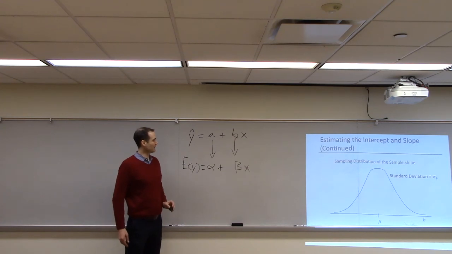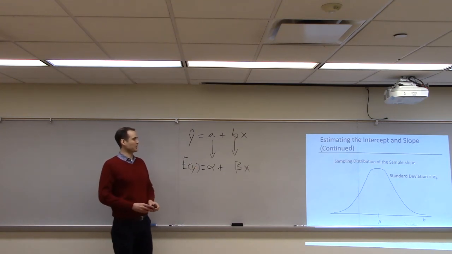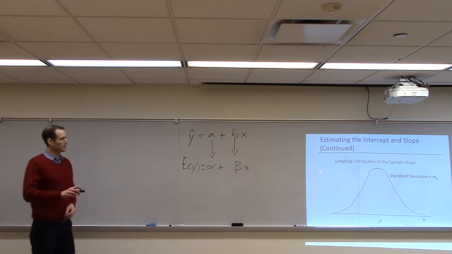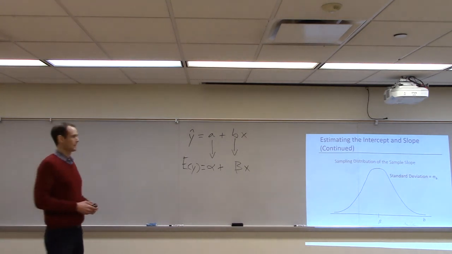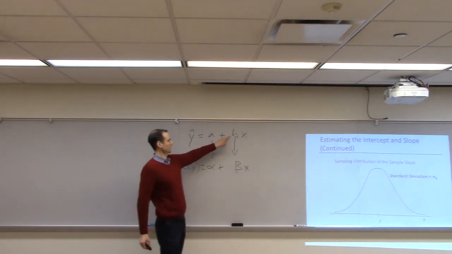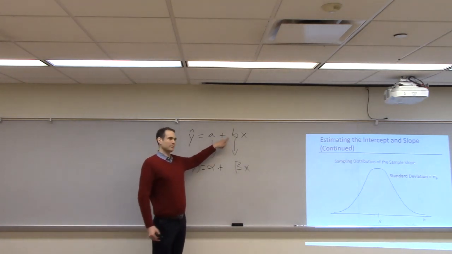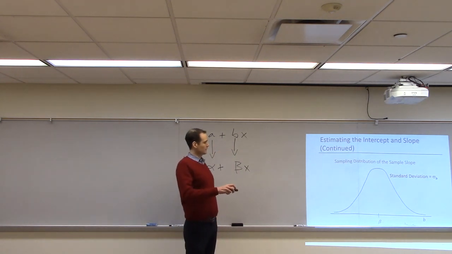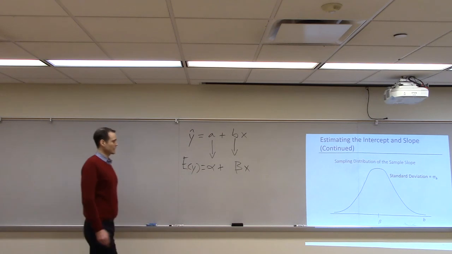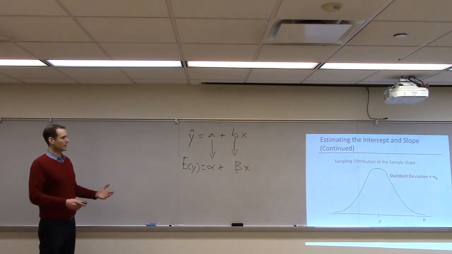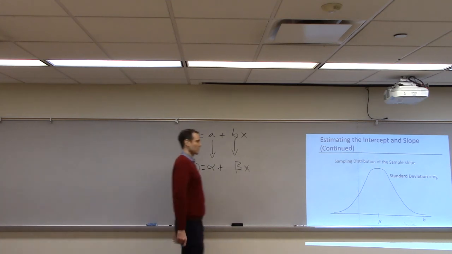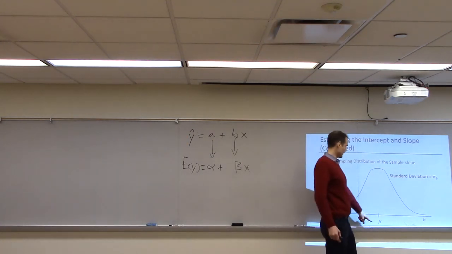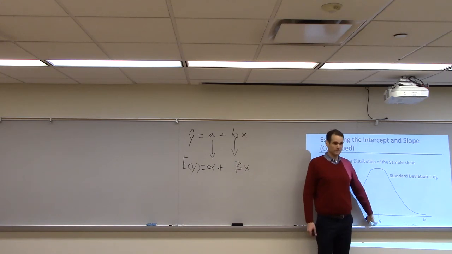Let's get right to the fun one. Sampling distribution of the sample slope. So this is a frequency distribution of every possible sample slope. Some poor graduate student sampled every single possible combination of samples and put it on this frequency distribution. It turns out this frequency distribution is normally distributed. The center of this frequency distribution is the true population slope.